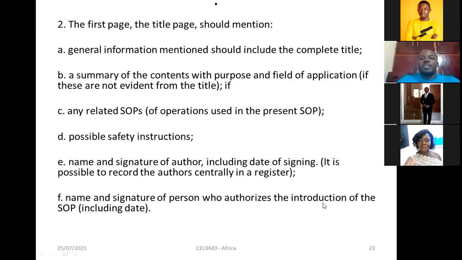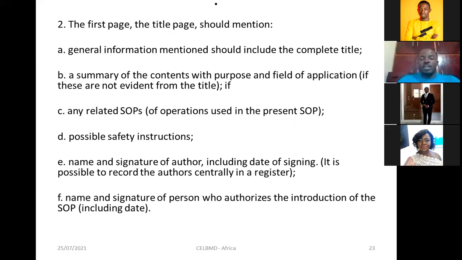Number two, the first page and the title page at least should mention the following: the general information, including title, summary of contents, especially if that's not evident from the title. There are SOPs whose title may not completely describe what someone should expect in it. So there should be a brief description in its cover filing. Any related SOPs that complement this current SOP under discussion should be mentioned.